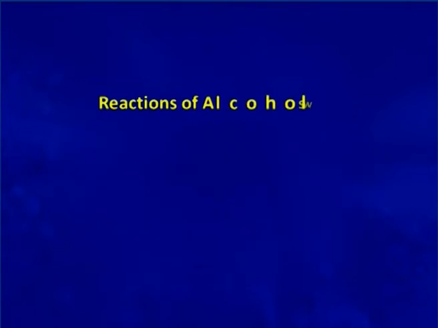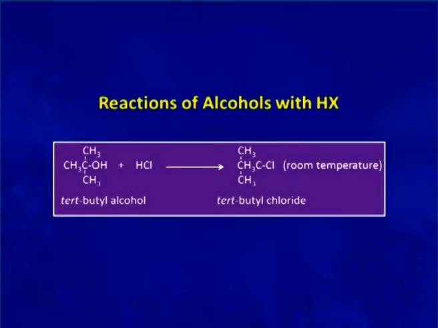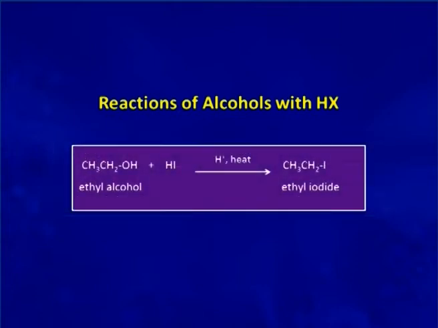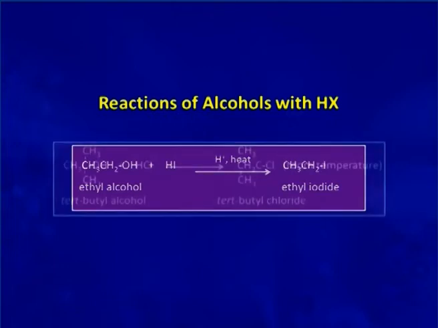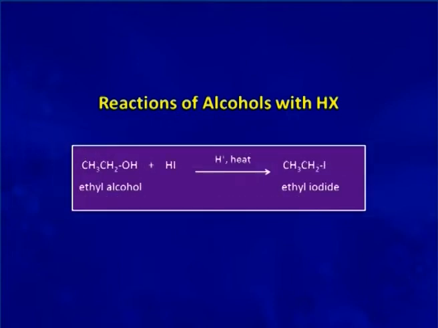We are now discussing a few more reactions in which sodium bromide is reacting with butanol, or hydrogen chloride is reacting with tertiary butanol, or HI is reacting with ethyl alcohol. In all the cases you can see that when we are using tertiary alcohol, then the reaction can take place at room temperature. When we are using HI, which is highly reactive, then also the reaction is very easy.